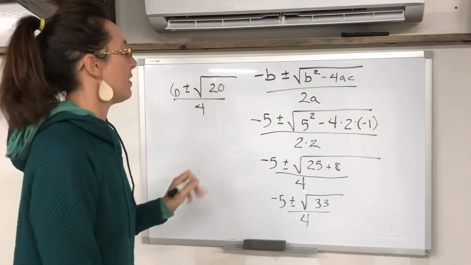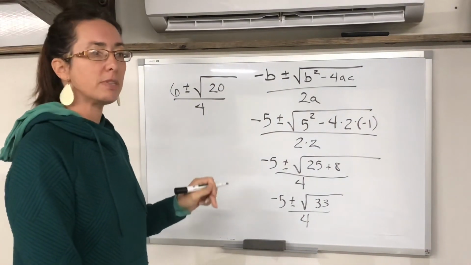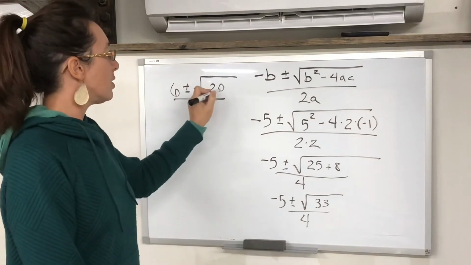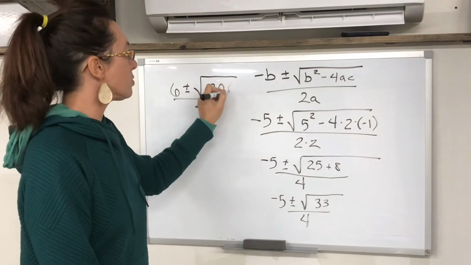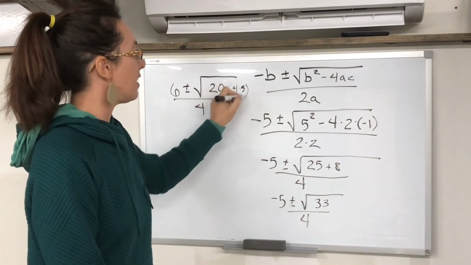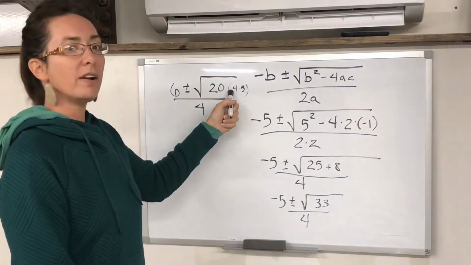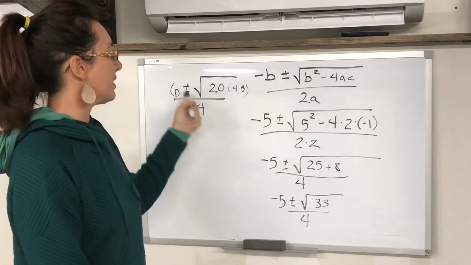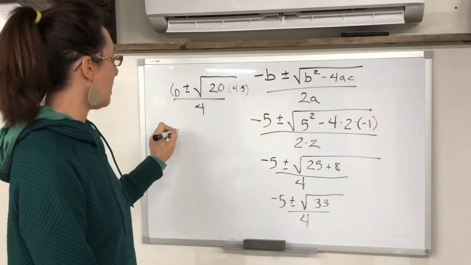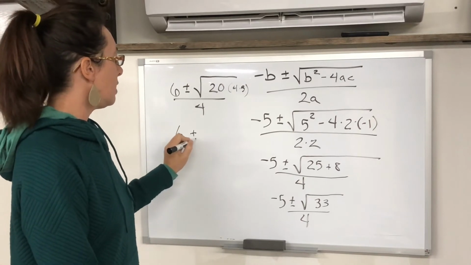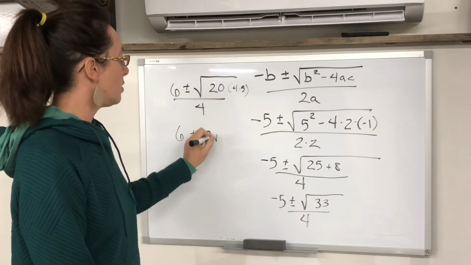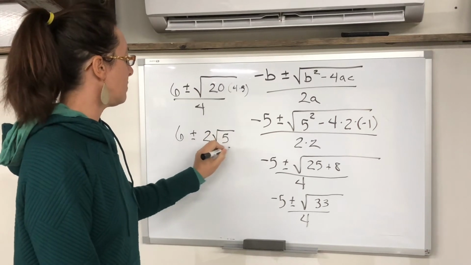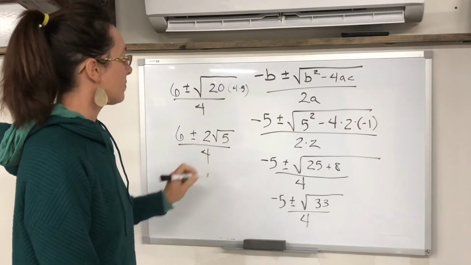How would we simplify? The first thing we want to do is deal with the radical. We know that 20 is really 4 times 5. 4 is a perfect square, so I can take its root out. So I'd have 6 plus or minus 2 square roots of 5 over 4.